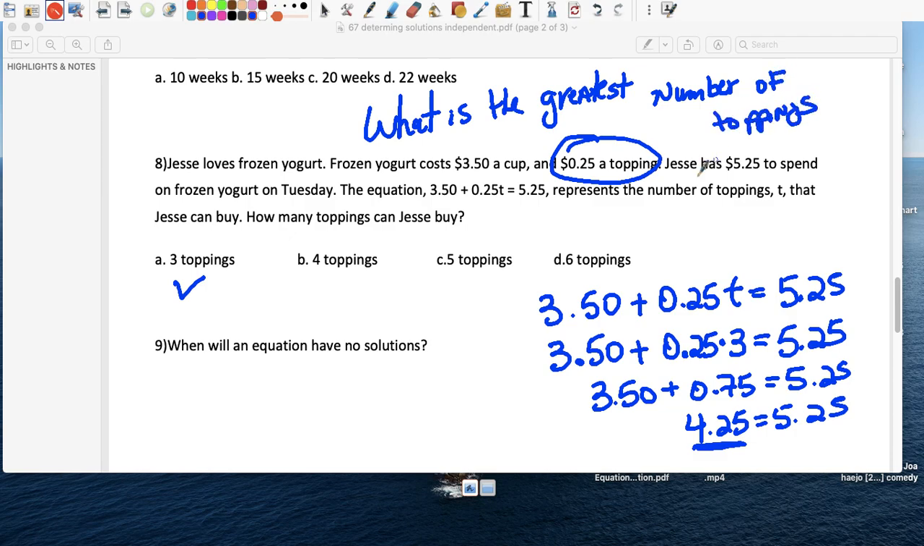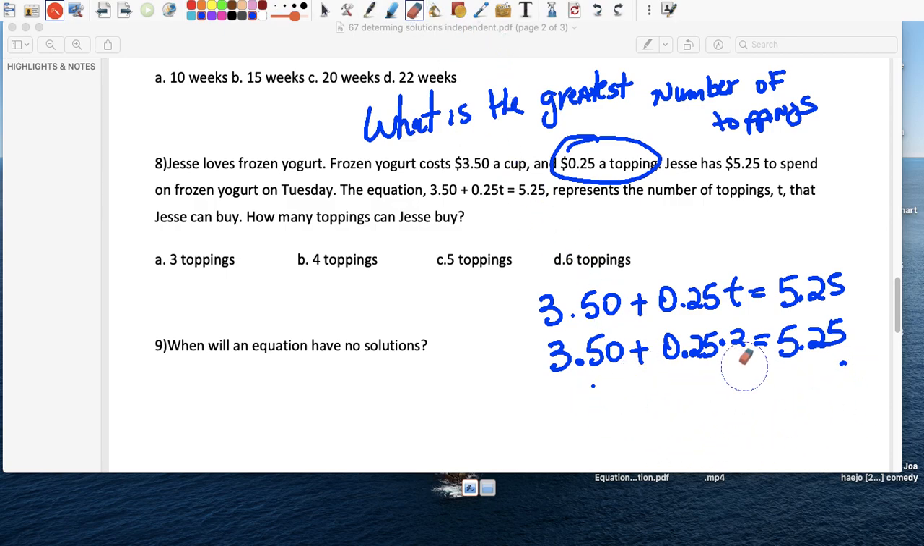So, three toppings le alcanza porque she has $5.25 y tres toppings te sale $4.25. So, she has enough money. Tiene suficiente dinero para tres. It's not the answer to the equation, no es igual, pero ¿qué significa eso? It means, en este caso, that she can have three toppings y todavía sobra dinero, okay?